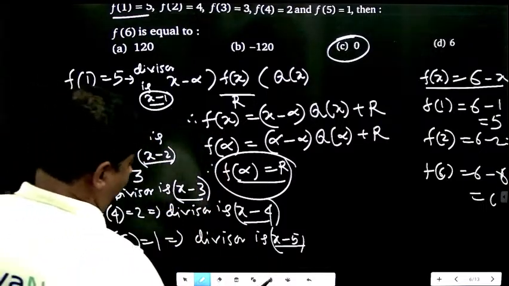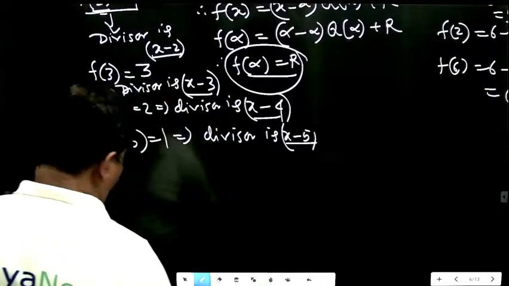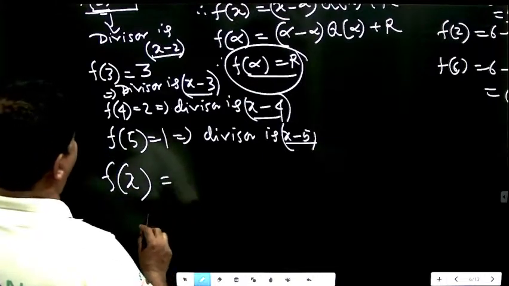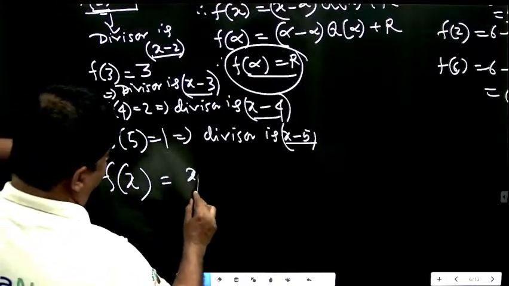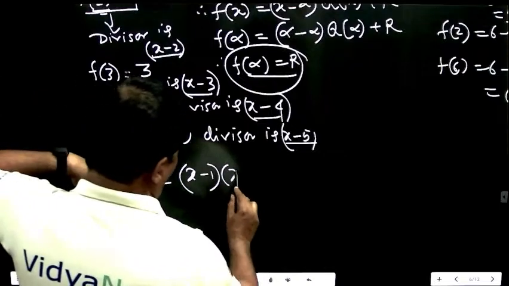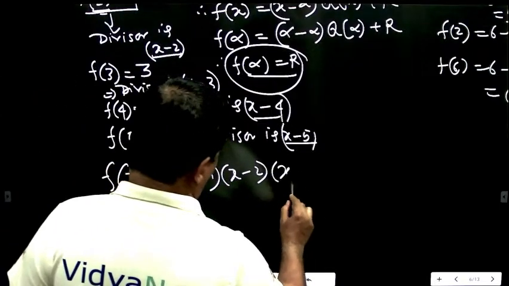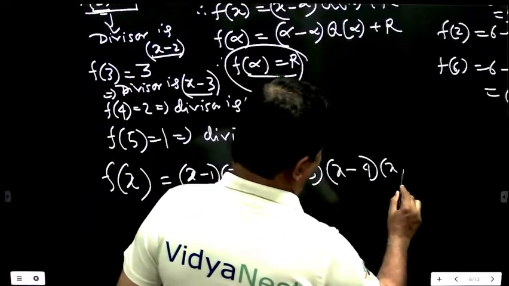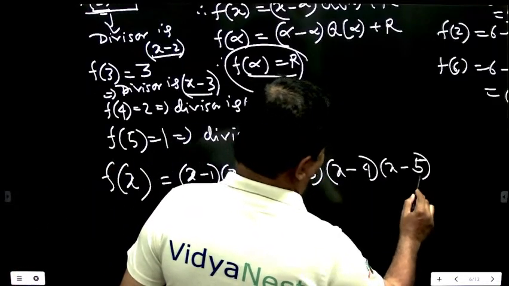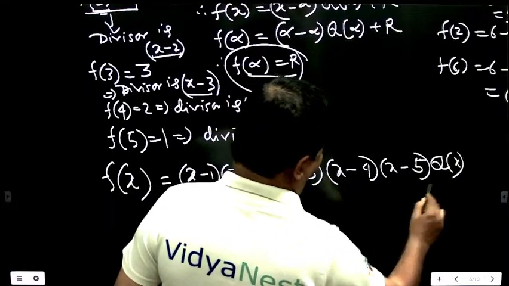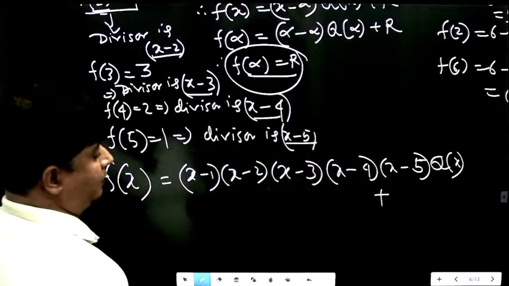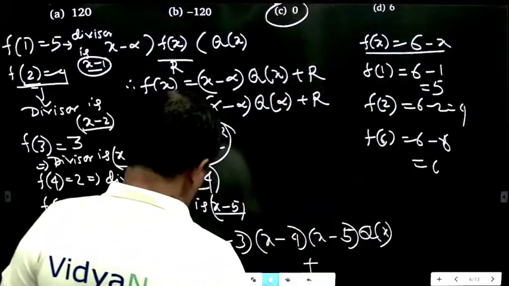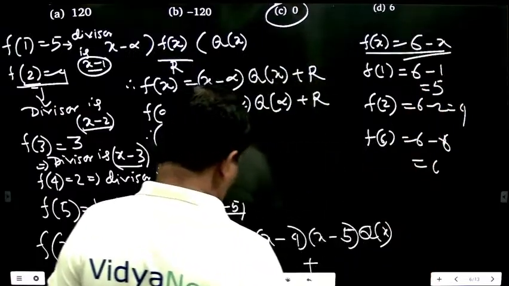So f(x) can be divided by x minus 1, x minus 2, x minus 3, x minus 4, x minus 5 into quotient plus remainder. What is the remainder? This is the remainder. Now this is the remainder.